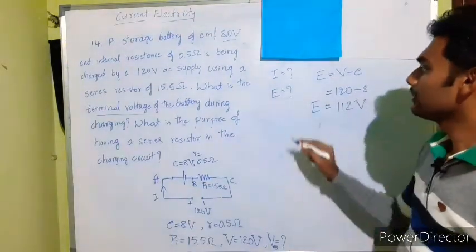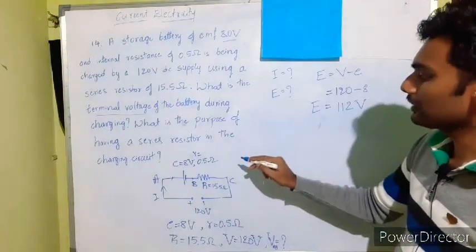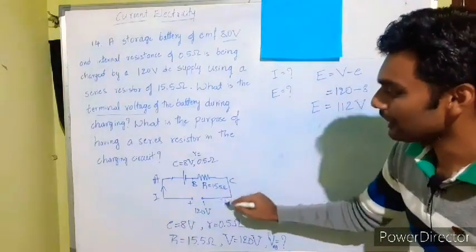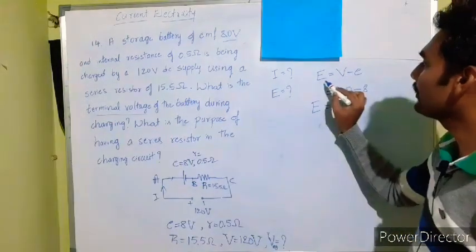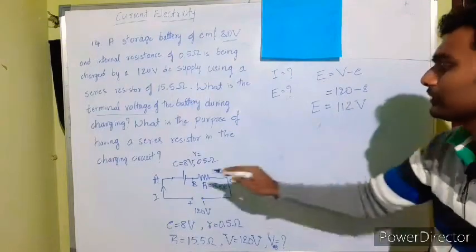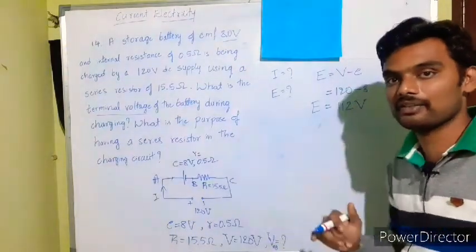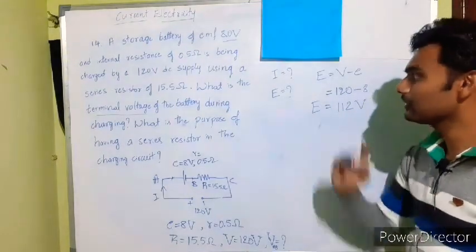So our intention was to get the current in the circuit. In order to get the current in the circuit, we should first have the effective EMF of the circuit. Effective EMF of the circuit is given by E is equal to V minus e, where V is the voltage supplied, e is the EMF of the battery getting charged. Using that, we obtained E now. Now our intention is to get I.